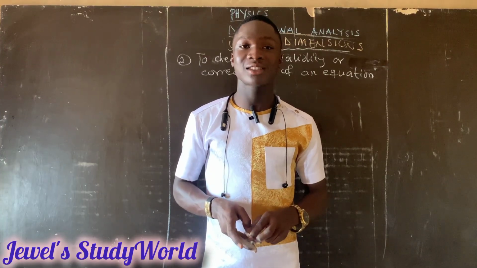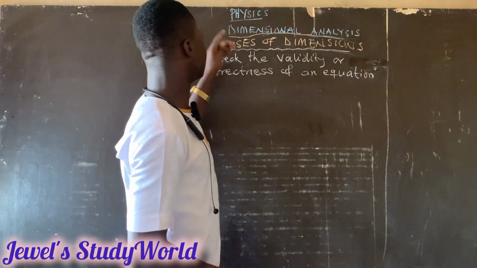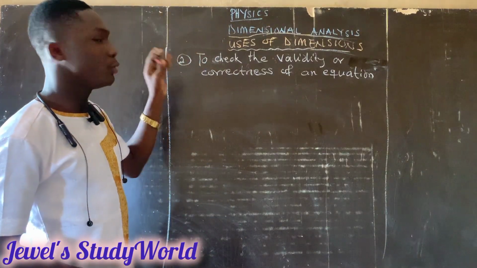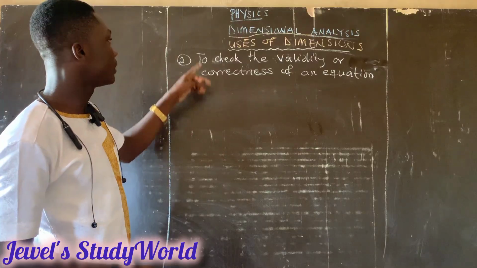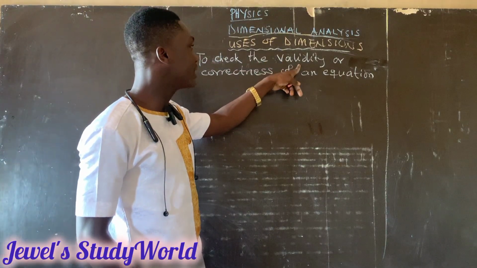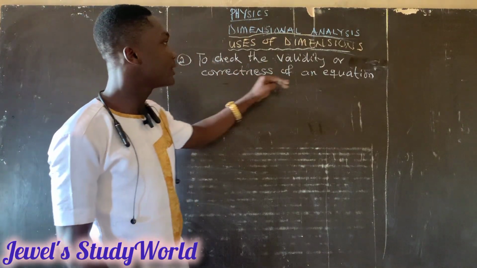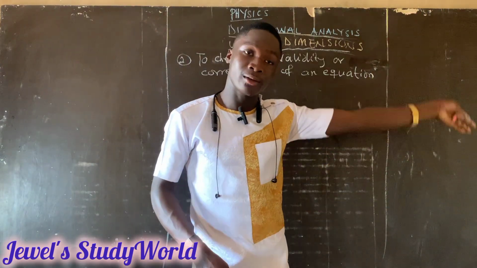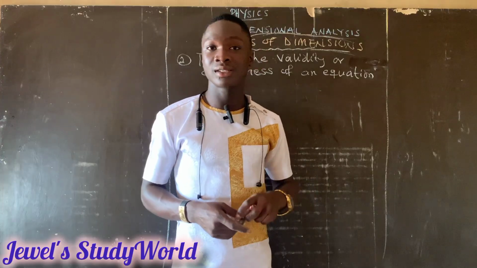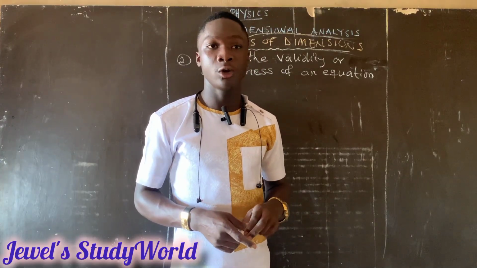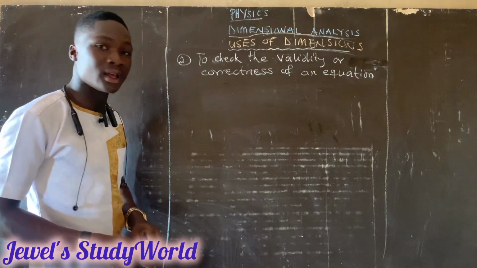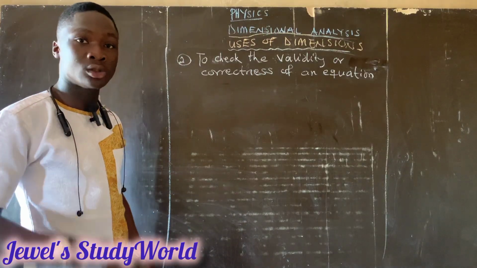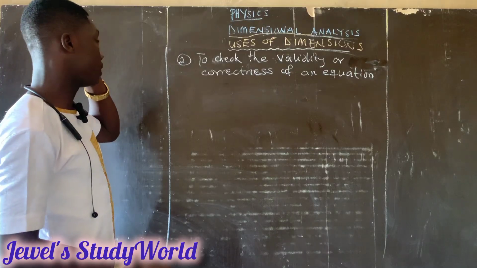Today our lesson will be on the uses of dimensions, and here we will take the next use of dimension to be to check the validity or the correctness of an equation. We have already learned the first use in our last video. So if you missed this, make sure to watch the video on how to use the dimensions to find the unit of quantity. Now let's continue with this one.